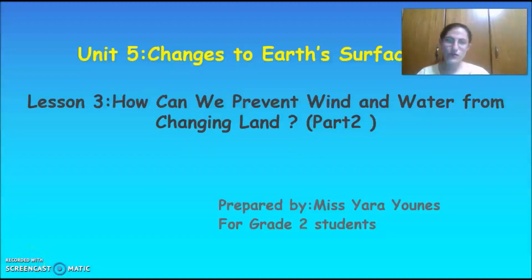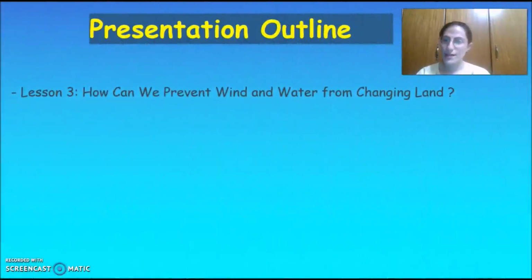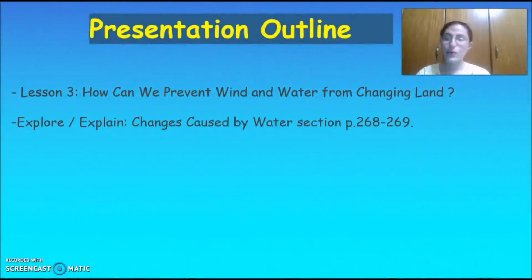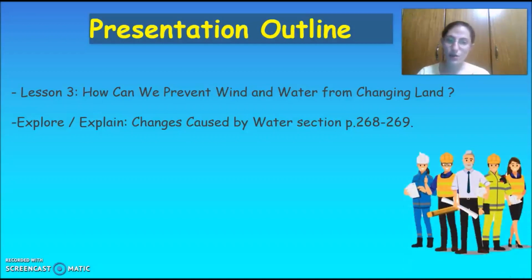We're going to continue with Unit 5, Changes to Earth's Surface, Lesson 3. How can we prevent wind and water from changing land? Part 2. For today, we're going to cover the following. Lesson 3. How can we prevent wind and water from changing land? Explore, explain changes caused by water section, pages 268 to 269.